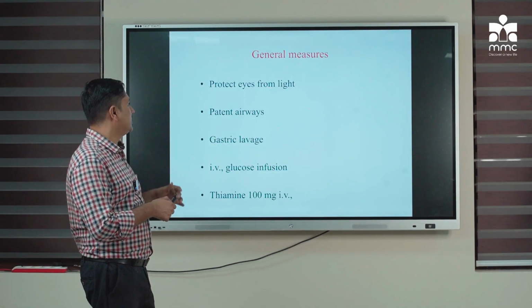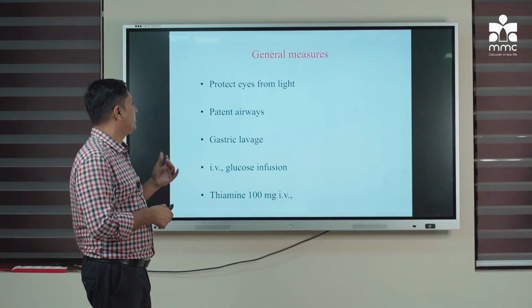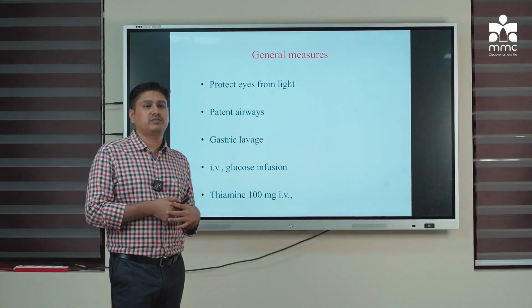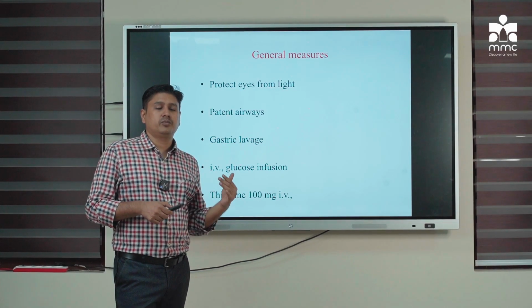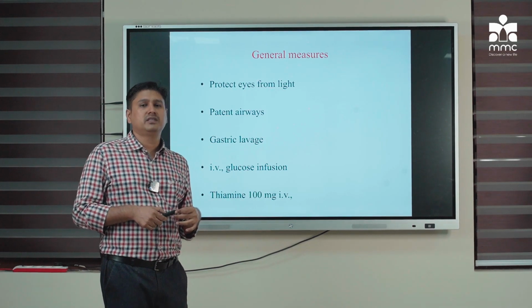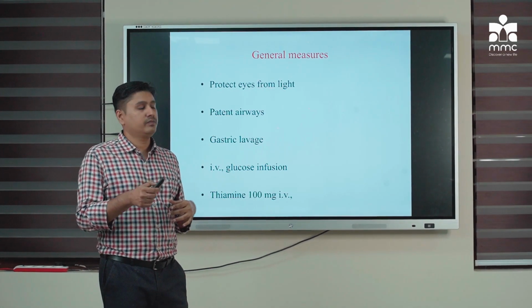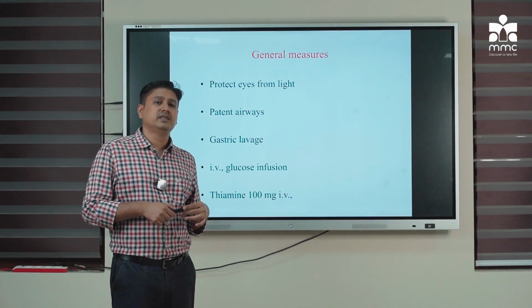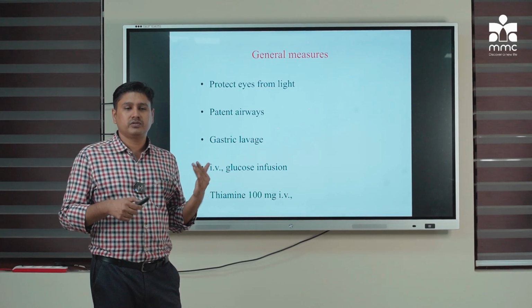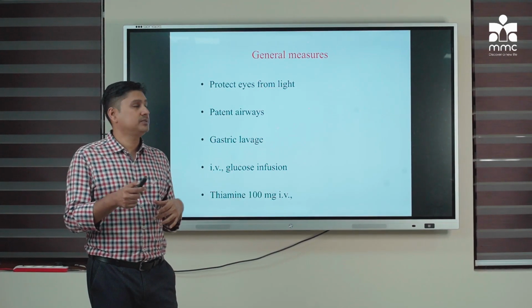And these are the general measures for the treatment of alcohol poisoning. First one is to protect the eyes from light, especially in case of methanol poisoning. The formic acid will damage the retina, so we have to protect the eyes of the patient and prevent direct sun exposure also. Next measure is to maintain the patency of airways, and also we have to prevent the regurgitation into the respiratory system.